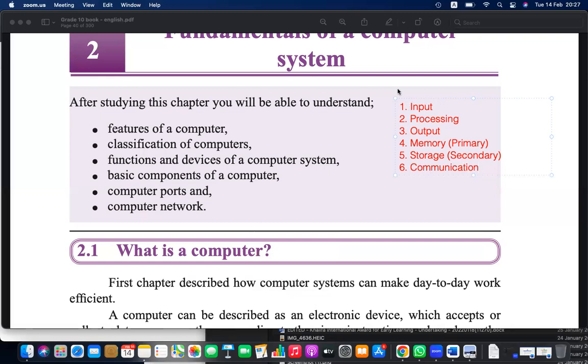The hardware subsystem can be divided into the following categories. What are they? Input, processing, memory, storage, communication, and output. So these are the components.